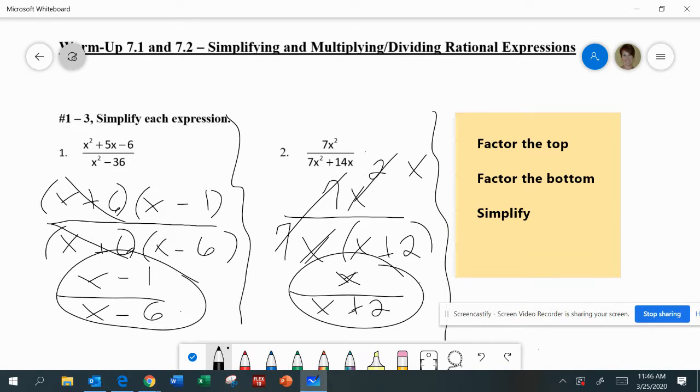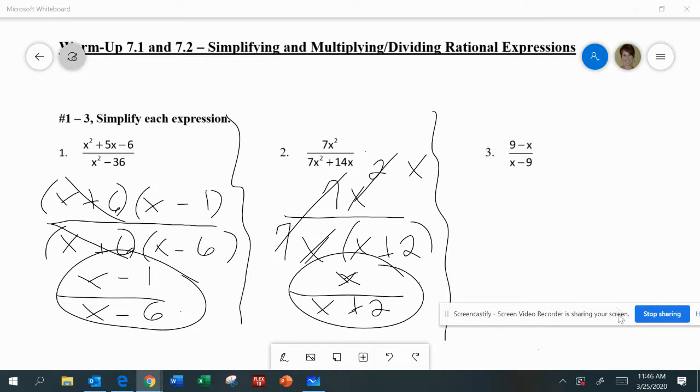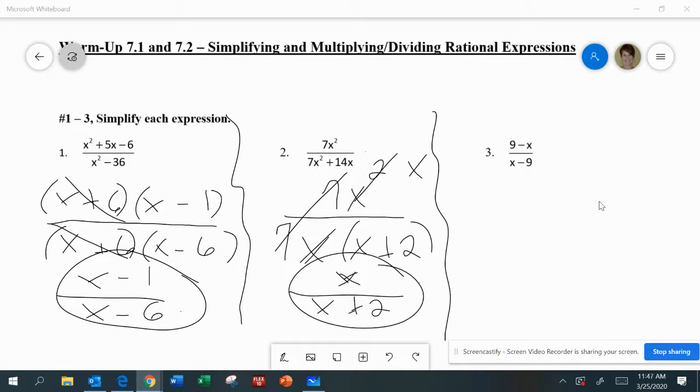And then our last example is one of those that was a little tricky. So let me get rid of my little box here. So if you look right now, these are not the same. 9 minus x, the 9's positive. Down here, the 9's negative. So these are not the same binomial.